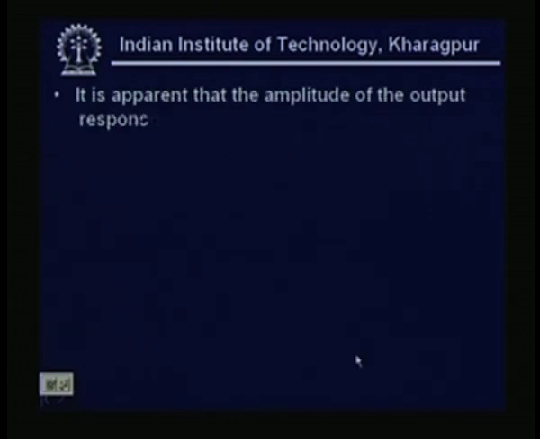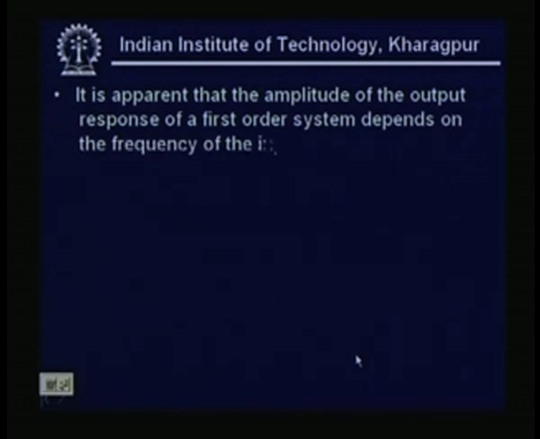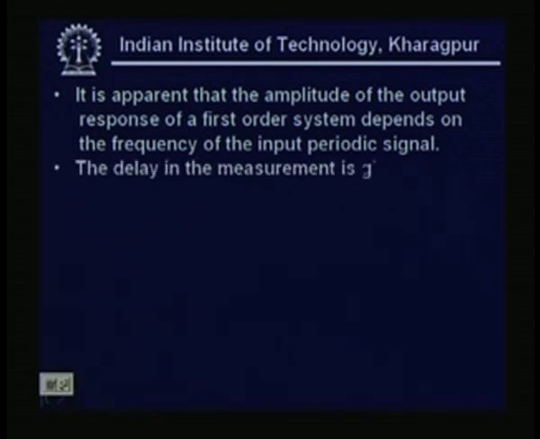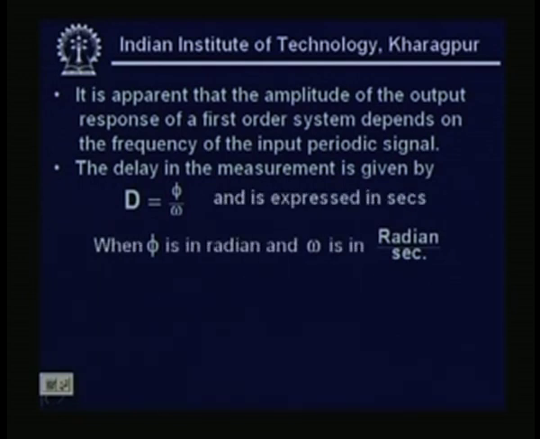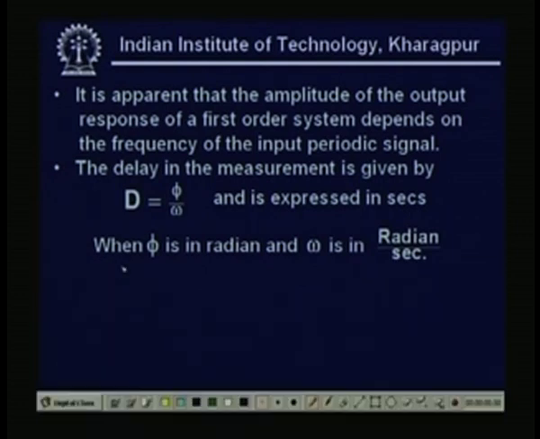It is apparent that the amplitude of the output response of a first order system depends on the frequency of the input periodic signal, right. The delay in the measurement is given by phi by omega and is expressed in seconds, where phi is in radians. I am sorry, this will be where phi is the radian and omega is in radians per second, right.